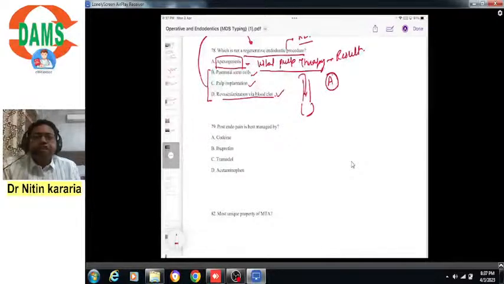The post-endo pain is best managed by codeine, ibuprofen, tramadol, or acetaminophen. Post-endo pain means pain associated with reversible or irreversible pulpitis, mostly symptomatic irreversible pulpitis. Now, to assess the efficacy of these different analgesics with respect to endodontic pain, a large study was conducted that was called the League study.